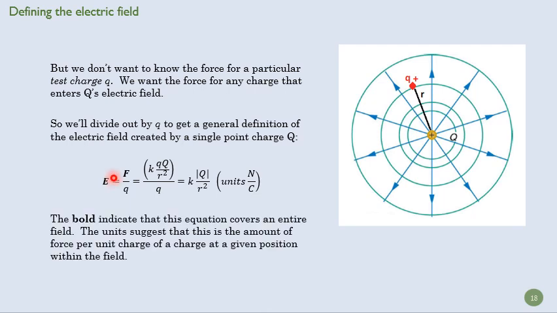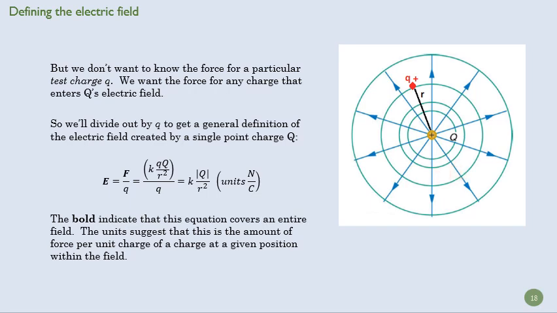What this bold here suggests is that this equation covers the whole field. At any given point in this field, I could figure out what R is, and I could tell you what my electric field there is. Okay, and notice the units are newtons per coulomb, so I would know what the force is as long as I knew how many coulombs the charge was that I was putting into the field.